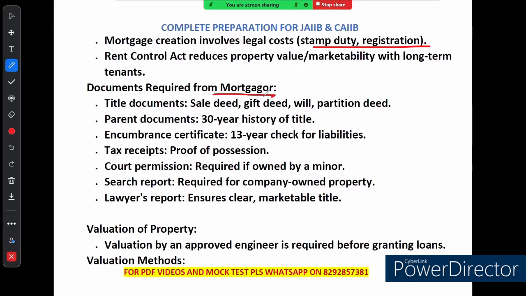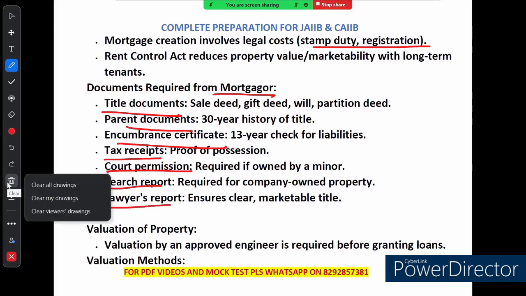Now, what are the documents required from the mortgagor? When using land as security, the bank needs a lot of documents, like the title document, sale deed or gift deed. The next is the parent document, that means the 30-year history of ownership. Next, the encumbrance certificate, a 13-year check to ensure there is no debt. Tax receipt, proof that the property is in possession. Court permission is needed if the land is owned by a minor. Search report: if it is company-owned property, then a search report is required. Lawyer's report to make sure the title is clear.